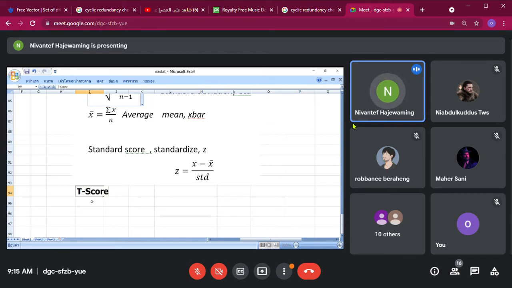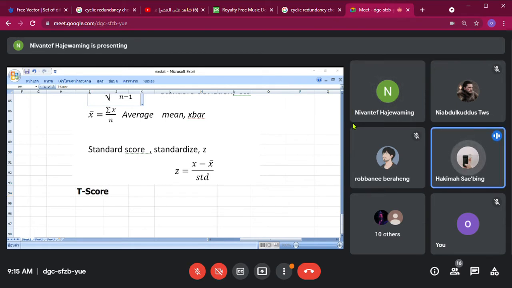T-score is the same. Teacher? What? Please let me join the class too. Yes, Sulaiman. Is it normally accepted automatically, right? If someone has some problem, please tell me. It's already okay. Okay. Go on.